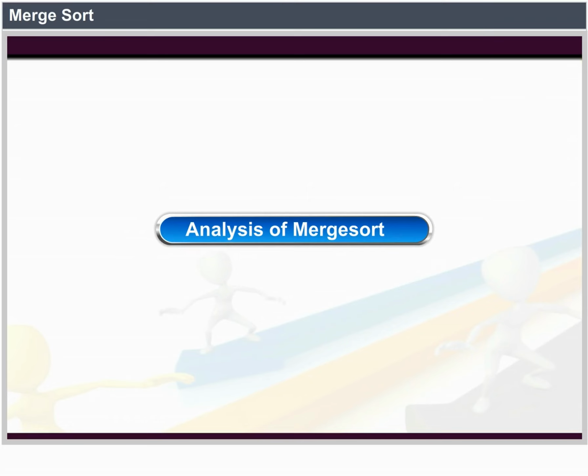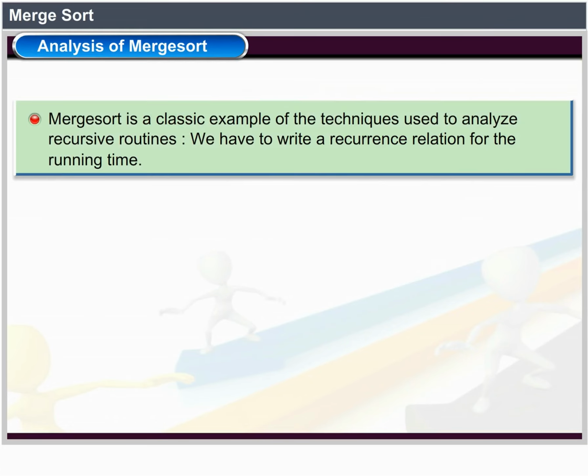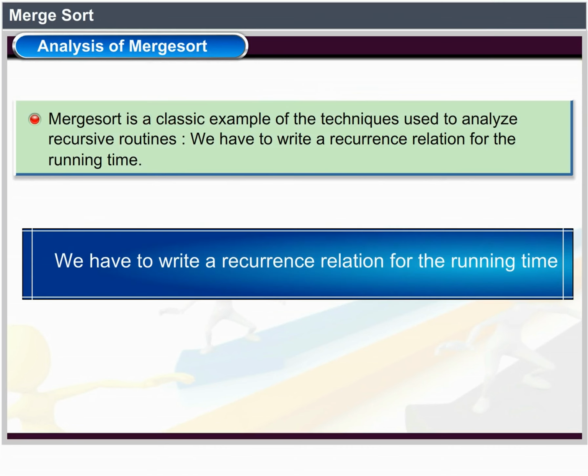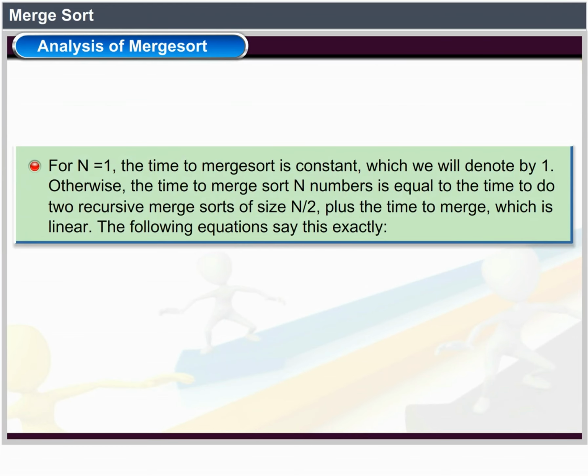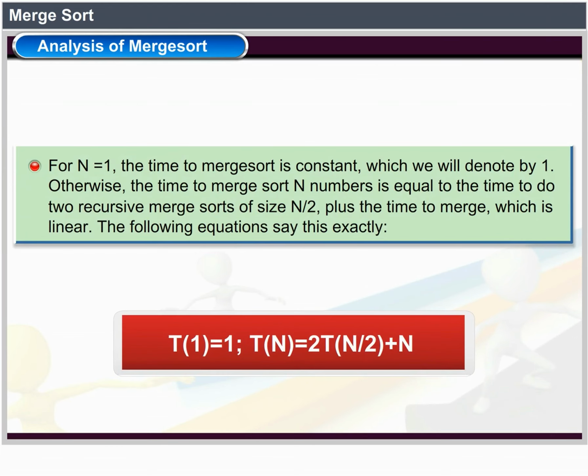Analysis of merge sort. Merge sort is a classic example of the techniques used to analyze recursive routines. We have to write a recurrence relation for the running time. Assume that n is a power of 2 so that we always split into even halves. For n equals 1, the time to merge sort is constant, which we will denote by 1. Otherwise, the time to merge sort n numbers is equal to the time to do 2 recursive merge sorts of size n/2 plus the time to merge, which is linear. The following equations say this exactly. T(1) = 1, T(n) = 2T(n/2) + n.